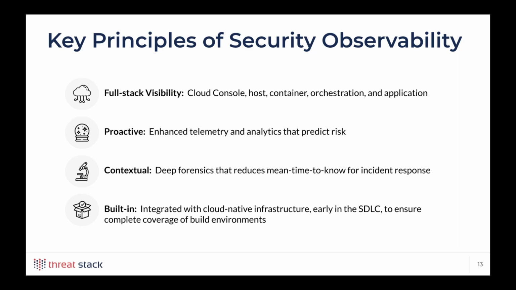So you need to be looking at host, container orchestration, and even visibility into the application layer is important. And finally, add to that the visibility to your cloud console. This is the API level activity that indicates that someone is either making configuration changes or starting up machine images or containers in a rogue way.